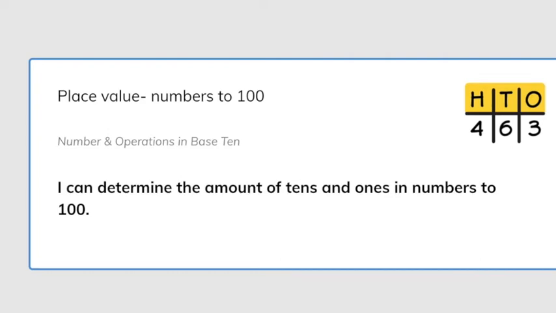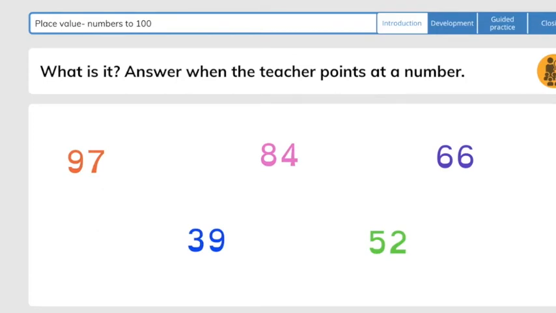Hi, boys and girls. Today we are going to be learning about place value with numbers to 100. So first, I'm going to point to a number and I want you to read that number for me. Okay, ready? What is this number? This number is 97. We have a 9 in the tens place and a 7 in the ones place.